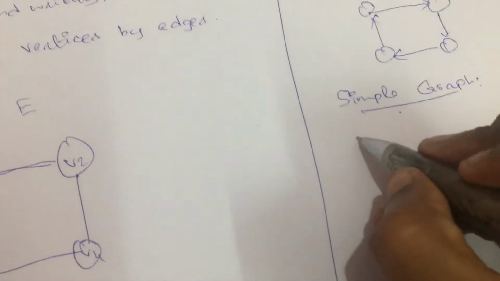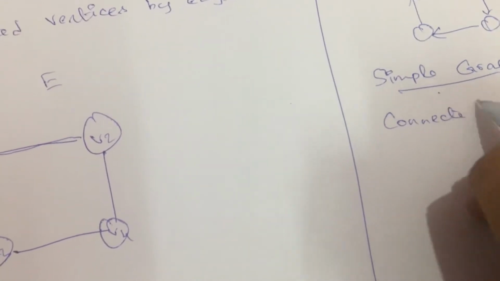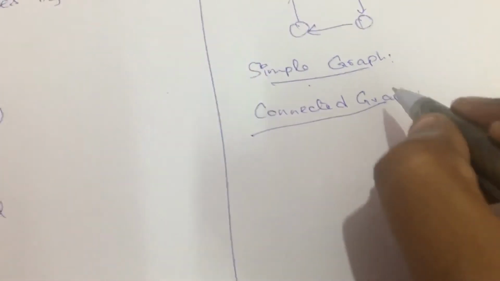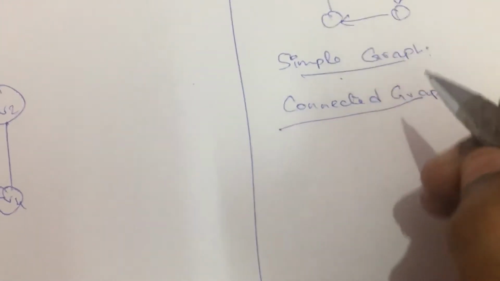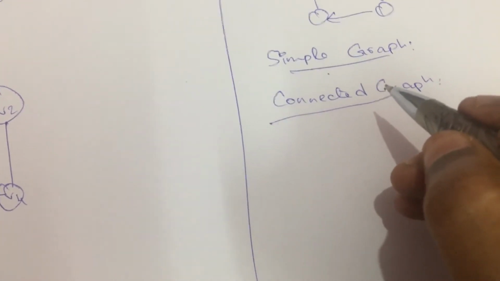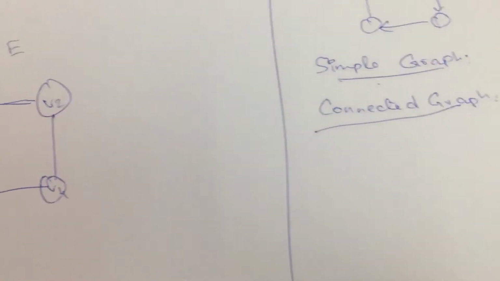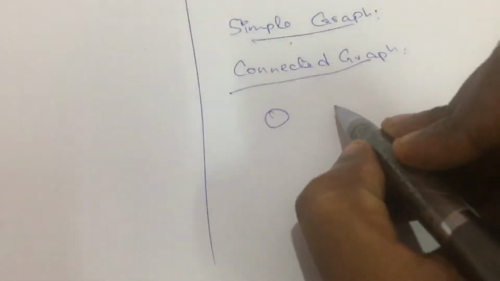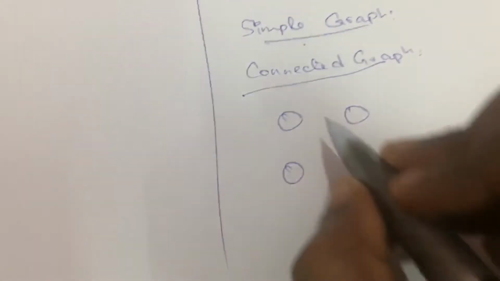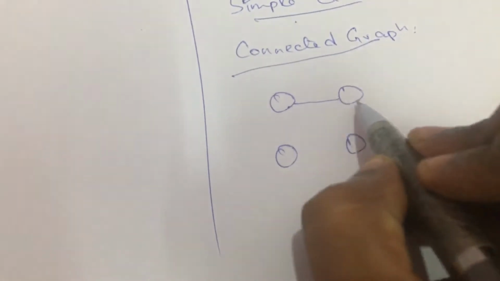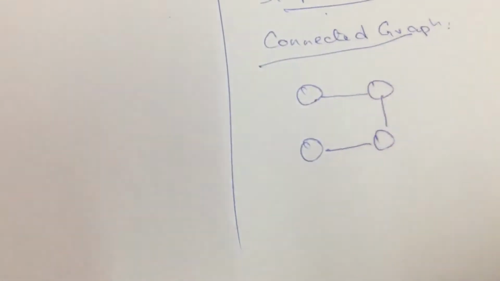And the next one is the connected graph. So the next type of graph is nothing but a connected graph, and here a connected graph is nothing but all the vertices of the graph will be getting connected, right? So all the vertices should be connected. So let me just draw it over here. All the vertices should be connected, but not necessarily each and every vertex should be connected to every other, right? So here I can say this is a connected graph, right?